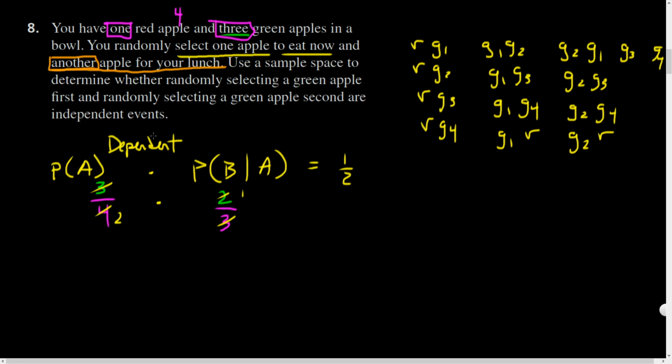Now, I'd already said they are dependent because I didn't replace the green apple that had been eaten. It changed the total space of outcomes. It also changed the number of successful outcomes in this case. And so, yeah, it's no longer independent events. Let's keep going. Question 11.